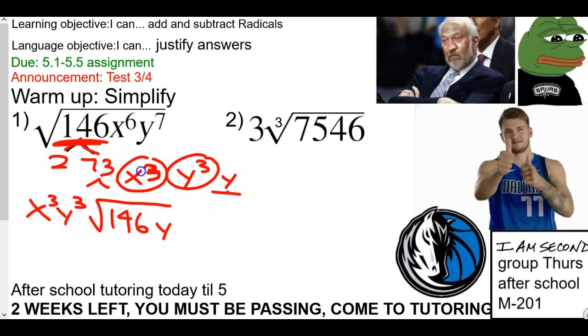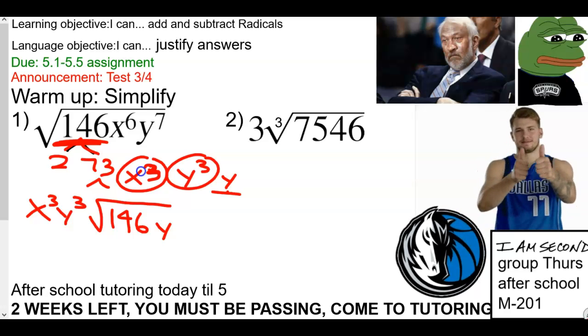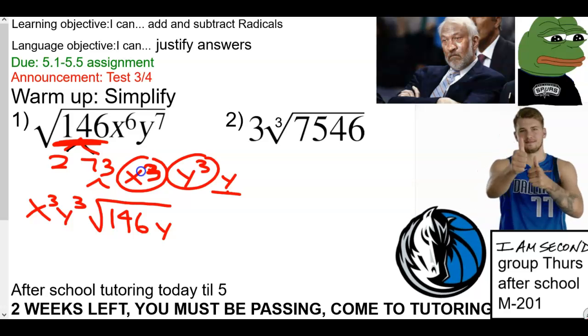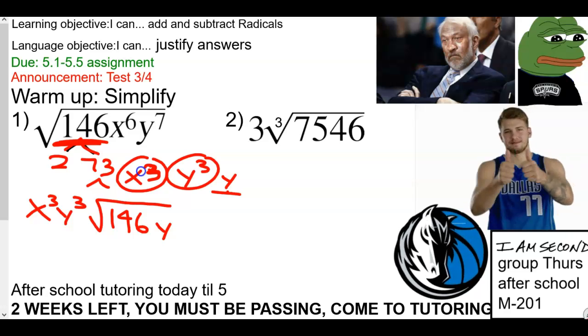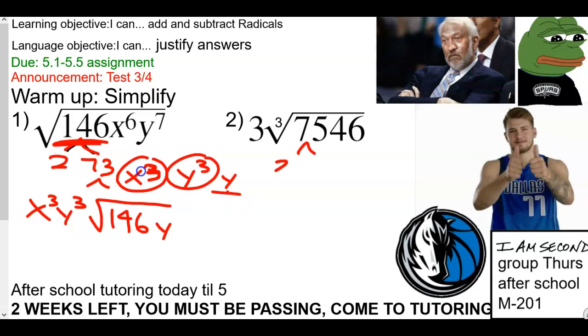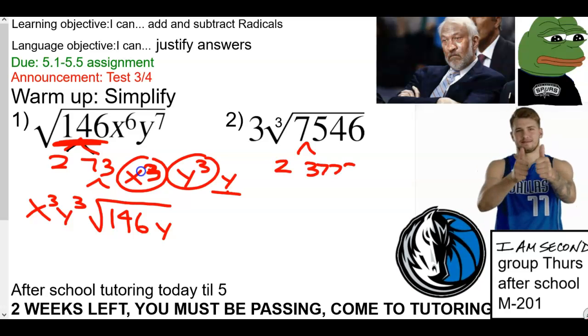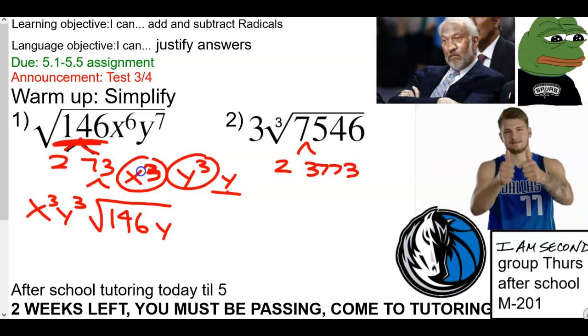7,546. Goodness gracious. Ends in a 6, so it's even, so we can divide by 2. So 7,546 divided by 2. All right, so 2. And what was it? 3773. Now, real quick, did y'all notice out here there was already a coefficient, right? There was a 3 already on the outside.